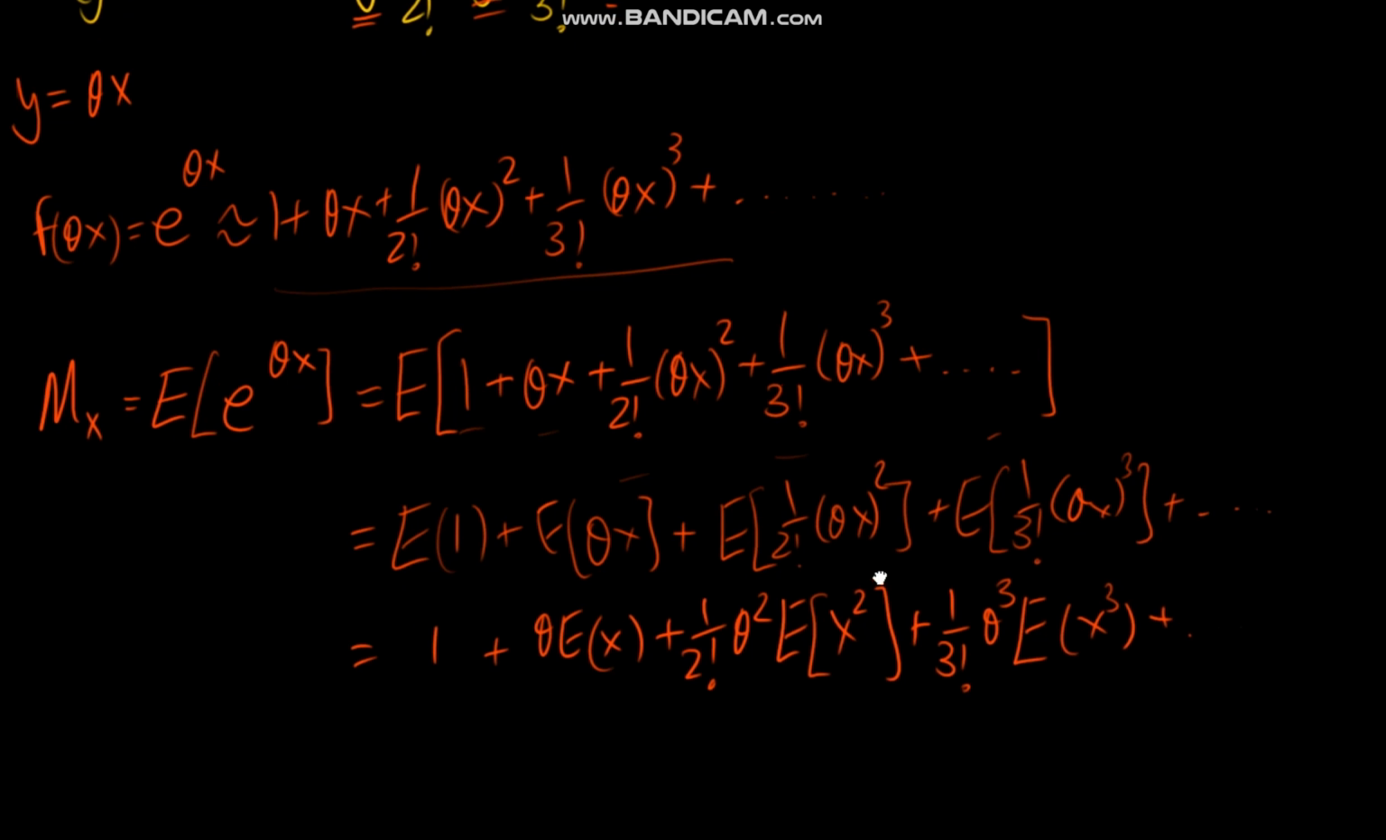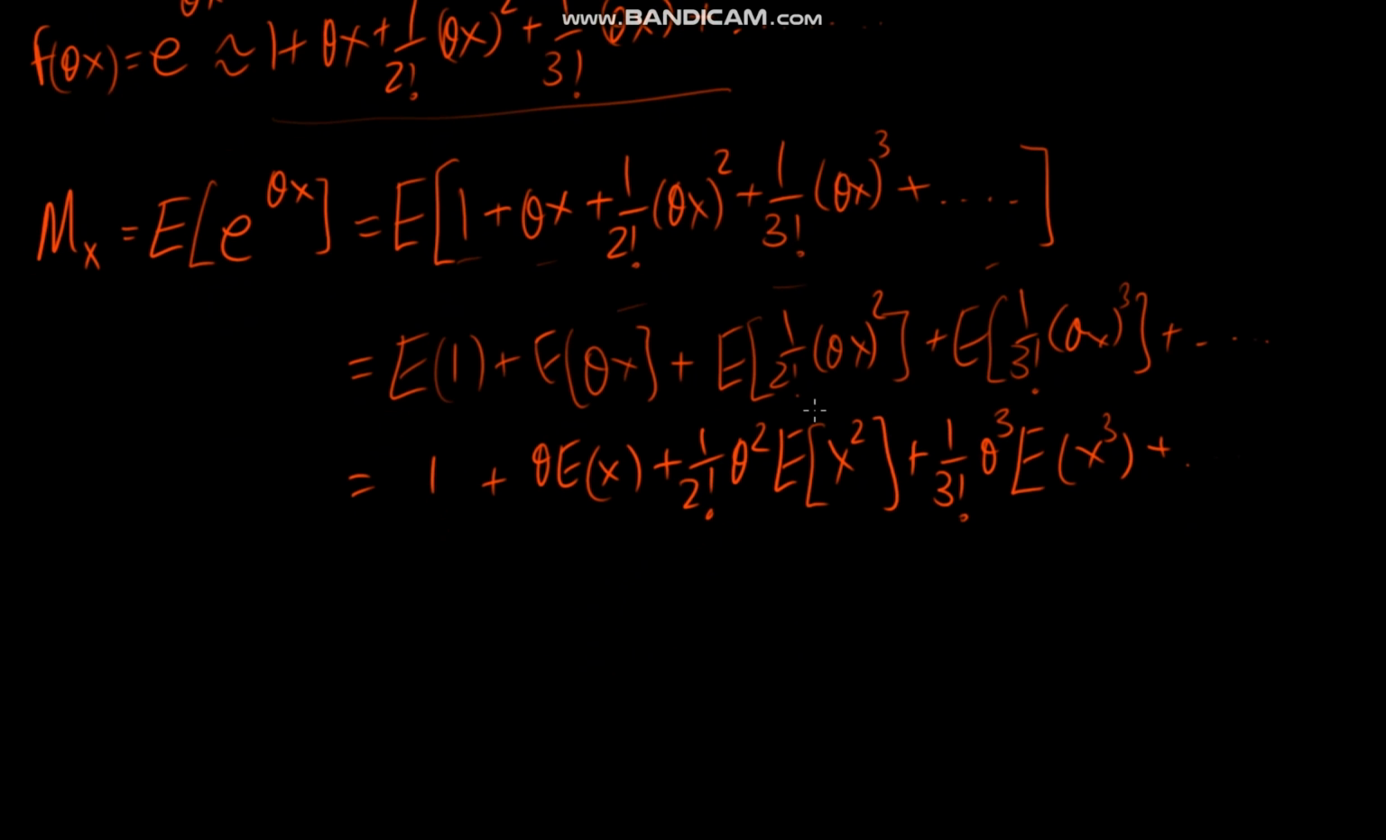And why is it called this way? Because if you notice here, let's change color to yellow, this is called the first moment, this is the second moment, and this is the third moment. And of course, if we continue, we'll see all the other moments of this function.